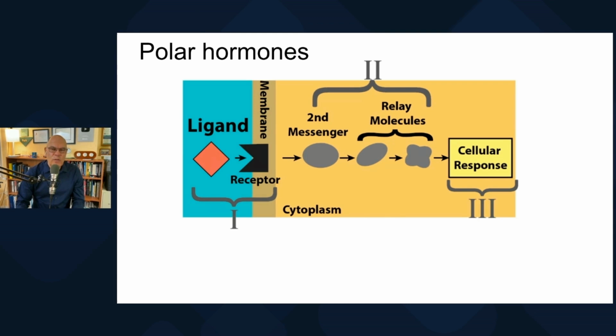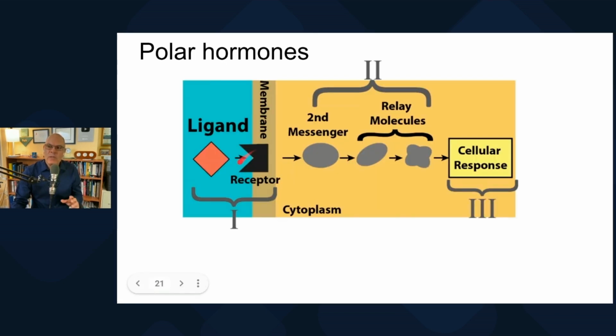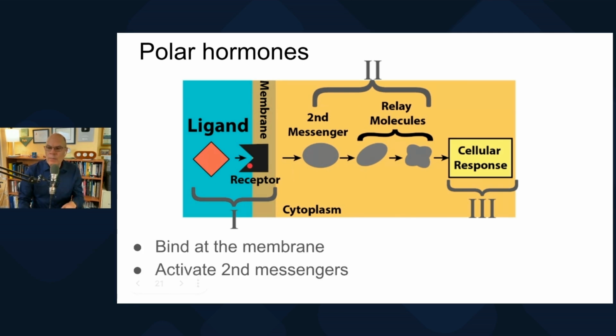Everything that I've talked about so far relates to polar hormones. That's because those can't pass through the plasma membrane, which is made of phospholipids. So they have to bind at a receptor. That's how polar hormones work. That is very different from steroid hormones.